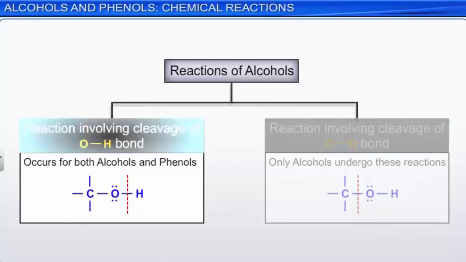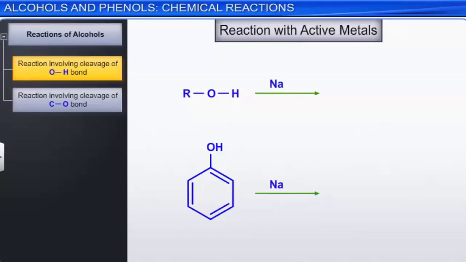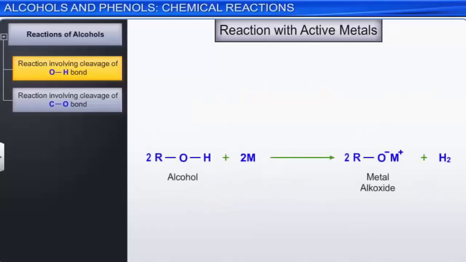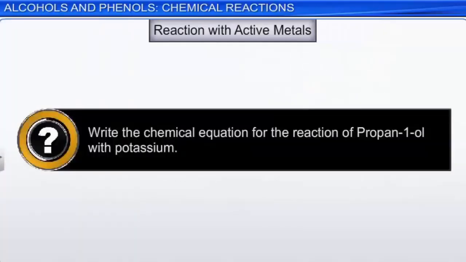Alcohols and phenols react with active metals, such as sodium, potassium, and aluminium to form alkoxides or phenoxides and hydrogen. The general formula of the reaction is shown here. Notice that the OH bond breaks as the metal alkoxide forms. Try to solve this problem on your own before checking the answer. Write the chemical equation for the reaction of propan-1-ol with potassium.